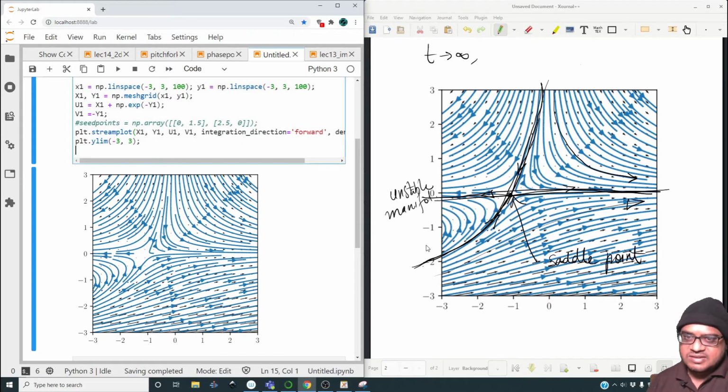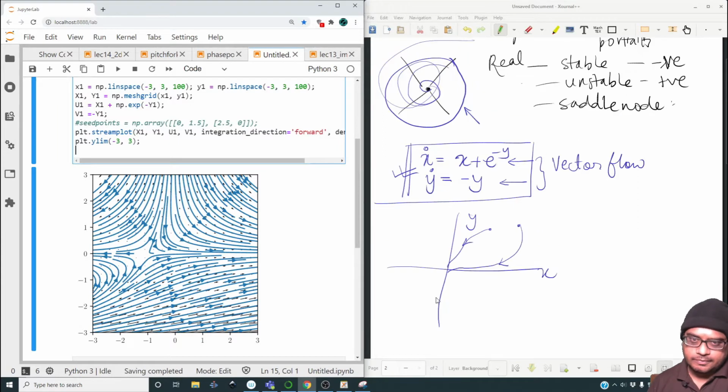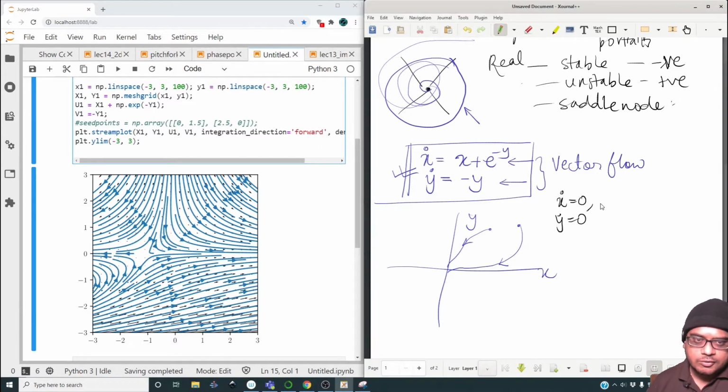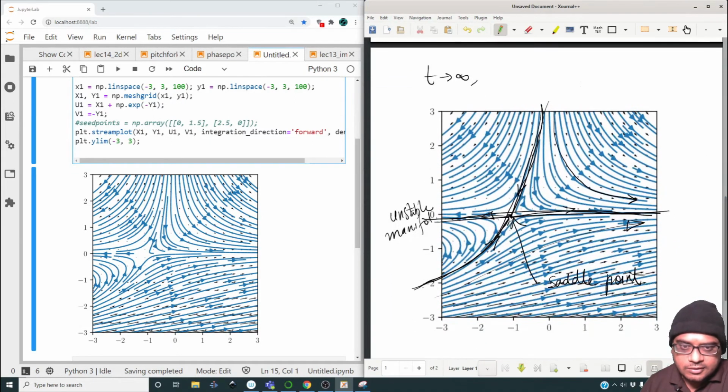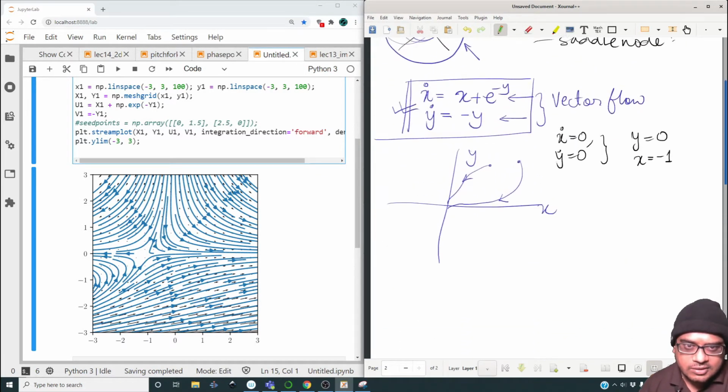So now let us try to make sense of this particular equation. Why does it look like this? What are the fixed points of this system? The fixed points correspond to x dot equal to 0 and y dot equal to 0. That means y equal to 0, and when y equal to 0, x is equal to minus 1. So at x equal to minus 1 and y equal to 0, we do see that there is a saddle point. This corresponds to minus 1 comma 0. Alright, so that explains it.